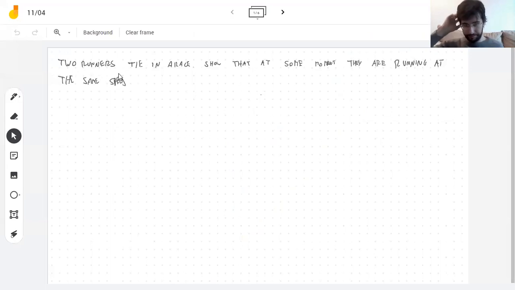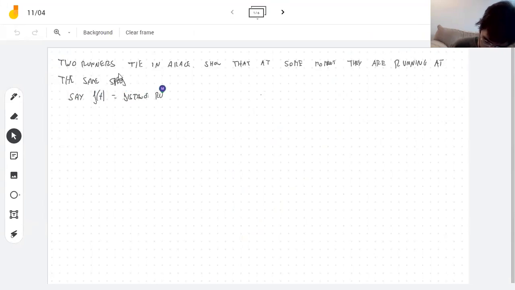But in a formula, so let's say f of t is the distance run by runner number one after t seconds, let's say g of t is the distance run by runner number two after t seconds.